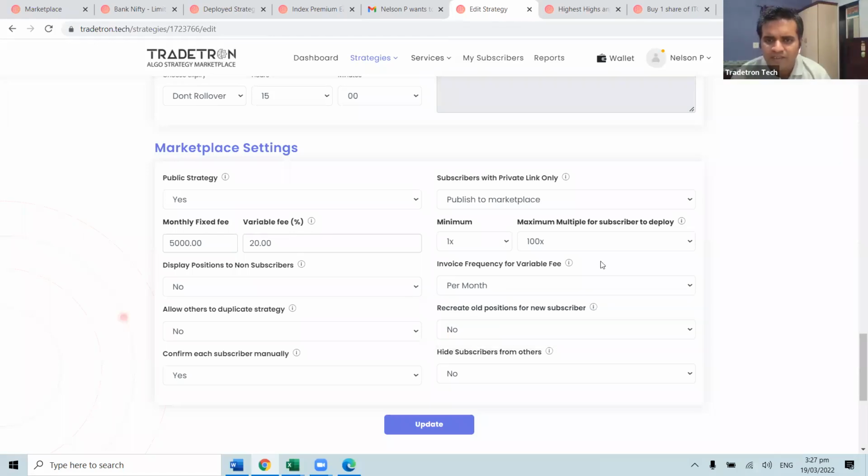Any other person has any other doubts? Is there any use of confirming each subscriber manually? Yeah. Basically, in the marketplace, if this confirmation is no, then anyone, say for example 1,500 people, will be able to subscribe to your strategy, and they might not pay the invoice also, and you don't want that headache. Instead, when they send you a request, you can get in touch with that client, see how much is his interest, whether he's genuinely interested in your strategy, and if you want to filter that way, then you can use this option.